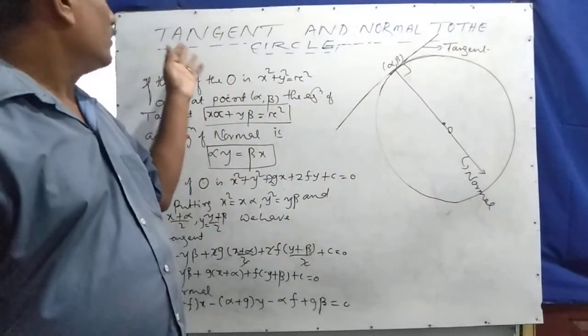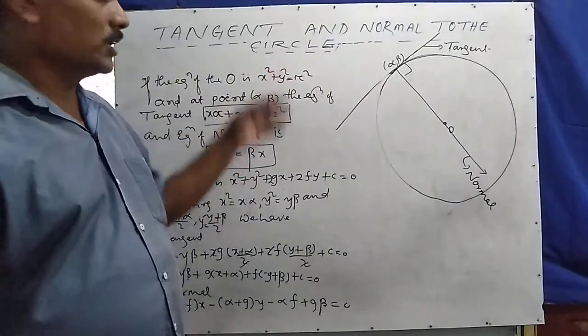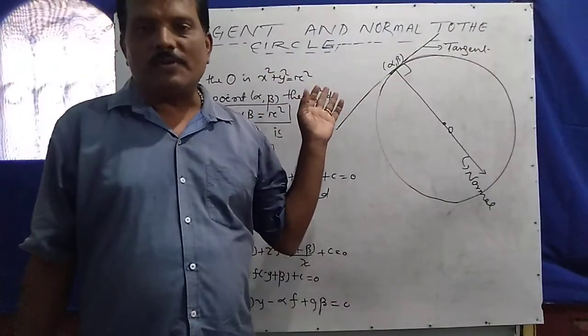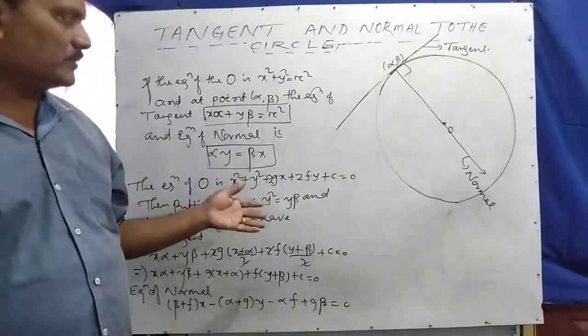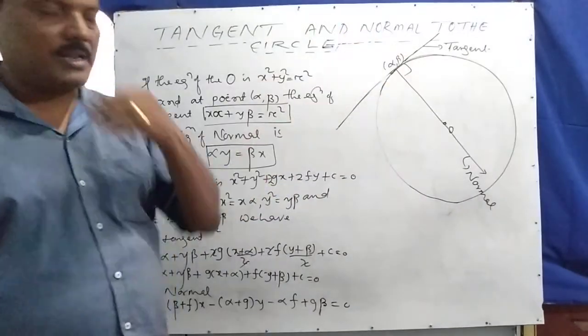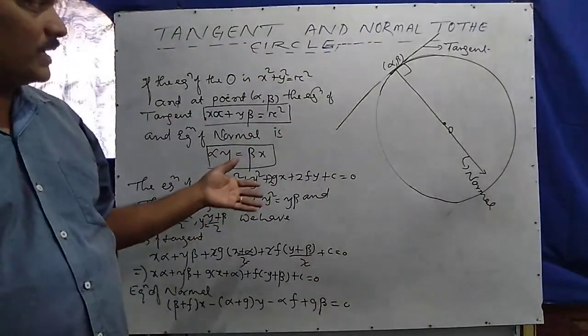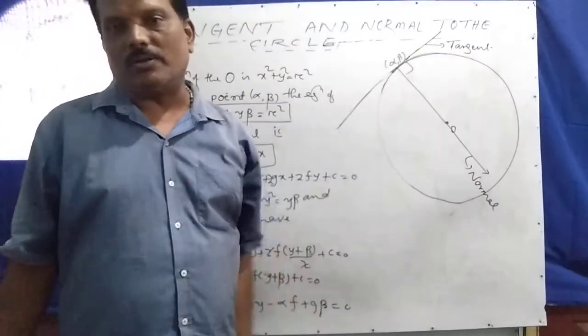Today we will discuss the tangent and normal of the circle. So how to find the equation of the tangent and normal? What is the tangent and what is the normal? We will discuss in more detail what tangent and normal are.